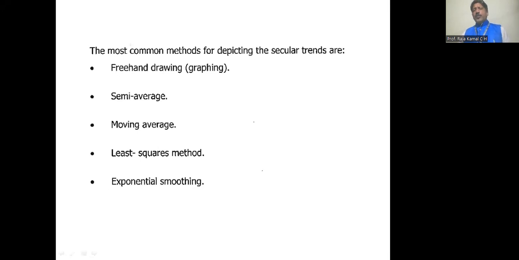So the most common methods for depicting the secular trends are the freehand diagram, that is the graphical method, the semi-averages method, the moving averages method, the least square method, and the exponential smoothing method. So these are the methods that are available for a linear trend.